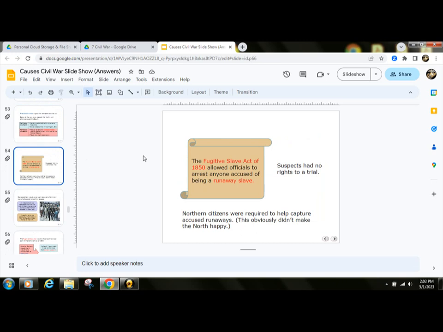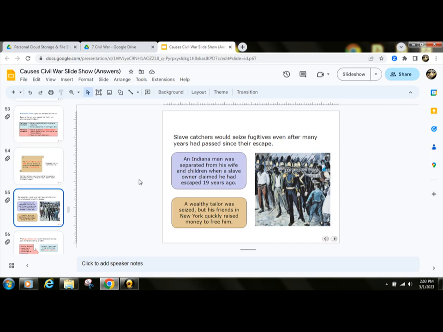Again, the Fugitive Slave Act of 1850 allowed officials to arrest anyone accused of being a runaway slave, and suspects had no rights to a trial. Northern citizens were required to help capture accused runaways, and again, this obviously didn't make the North happy. So you'd have slave traders in northern states trying to locate runaway slaves, and this just created tension. Slave catchers would seize fugitives even after many years had passed since their escape.